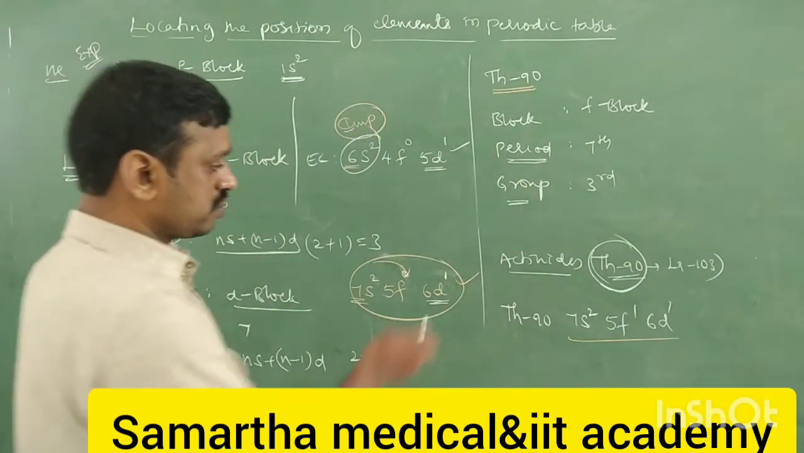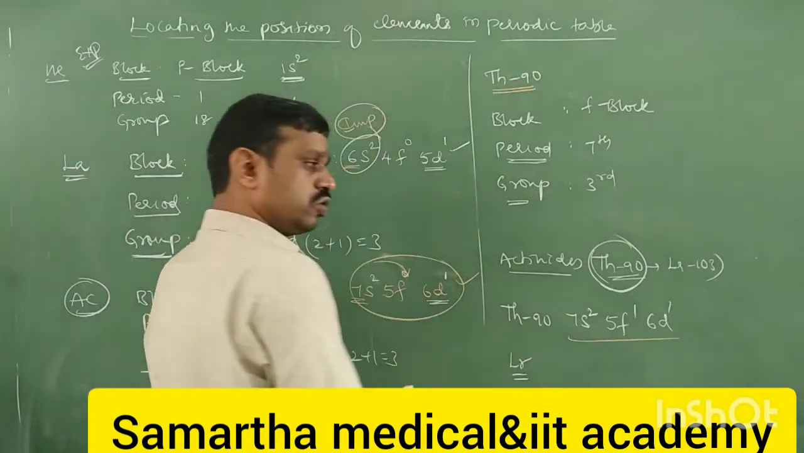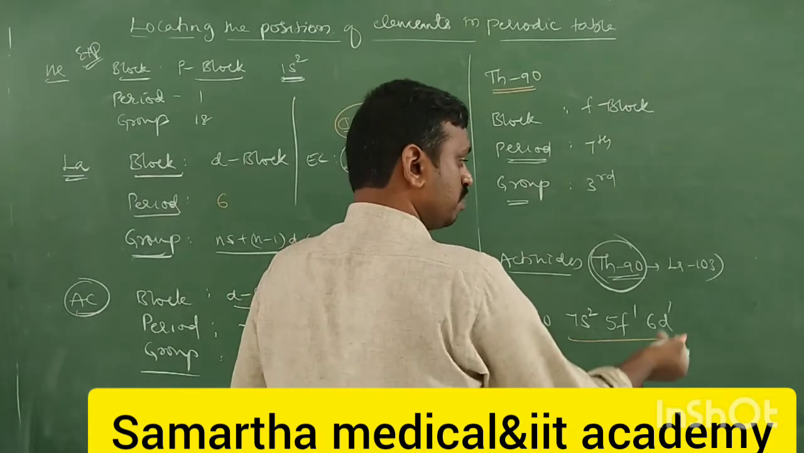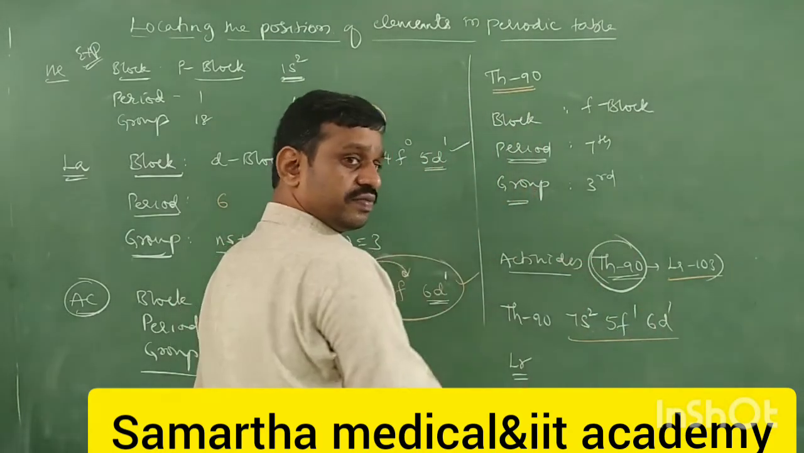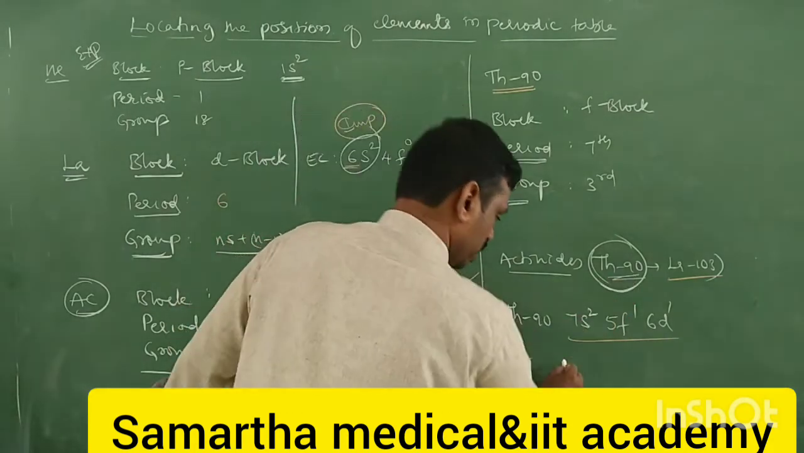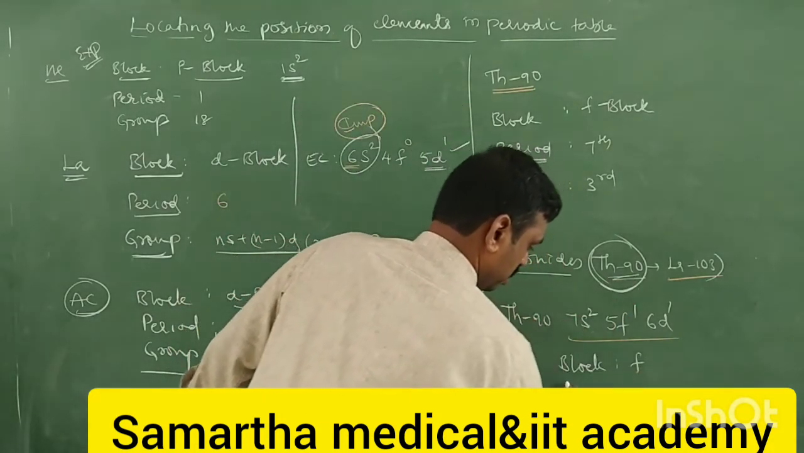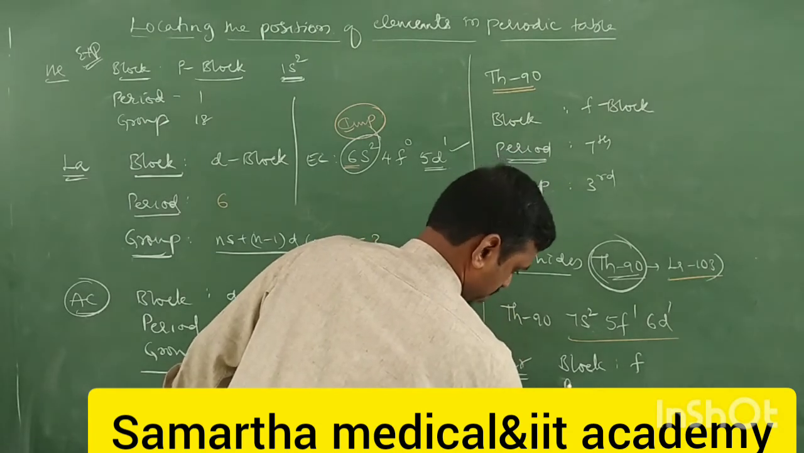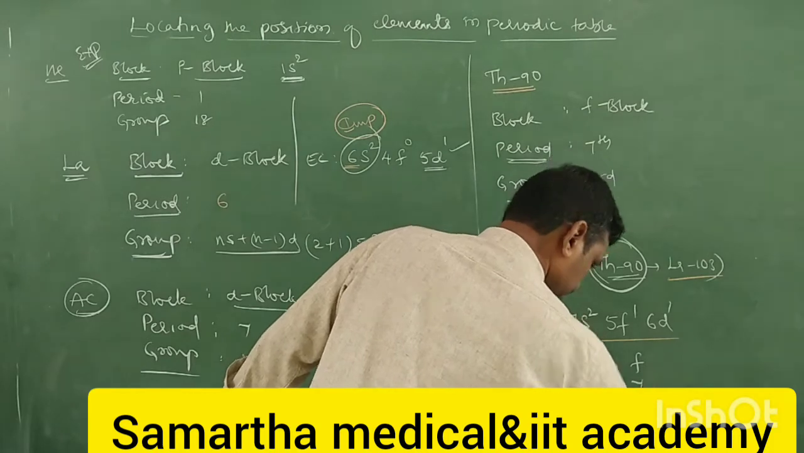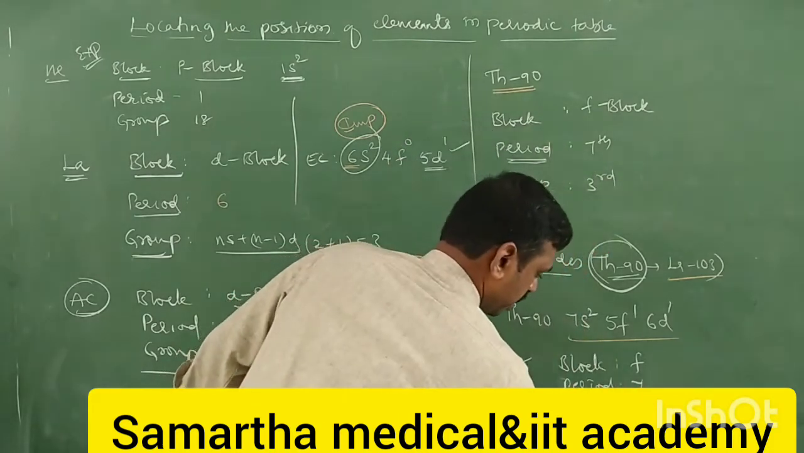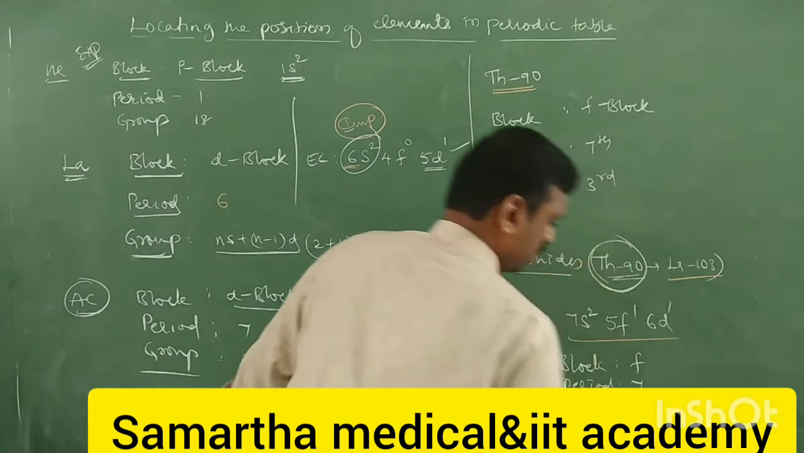Okay, next is lawrencium. Lawrencium is also an element which belongs to actinoid, right? That is the last element. Now tell me, what is the block? Block is F block. Next, period number equals 7th period. Next, group number, all F block elements are 3rd group.